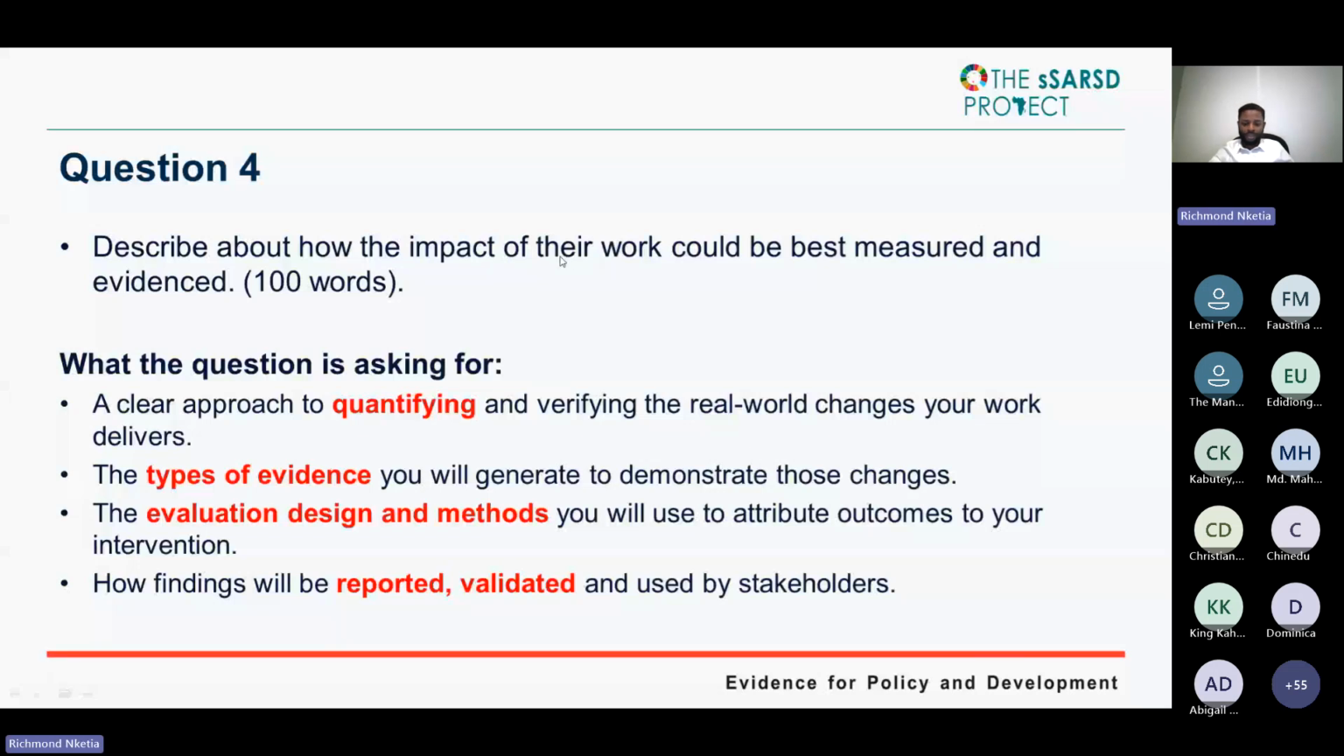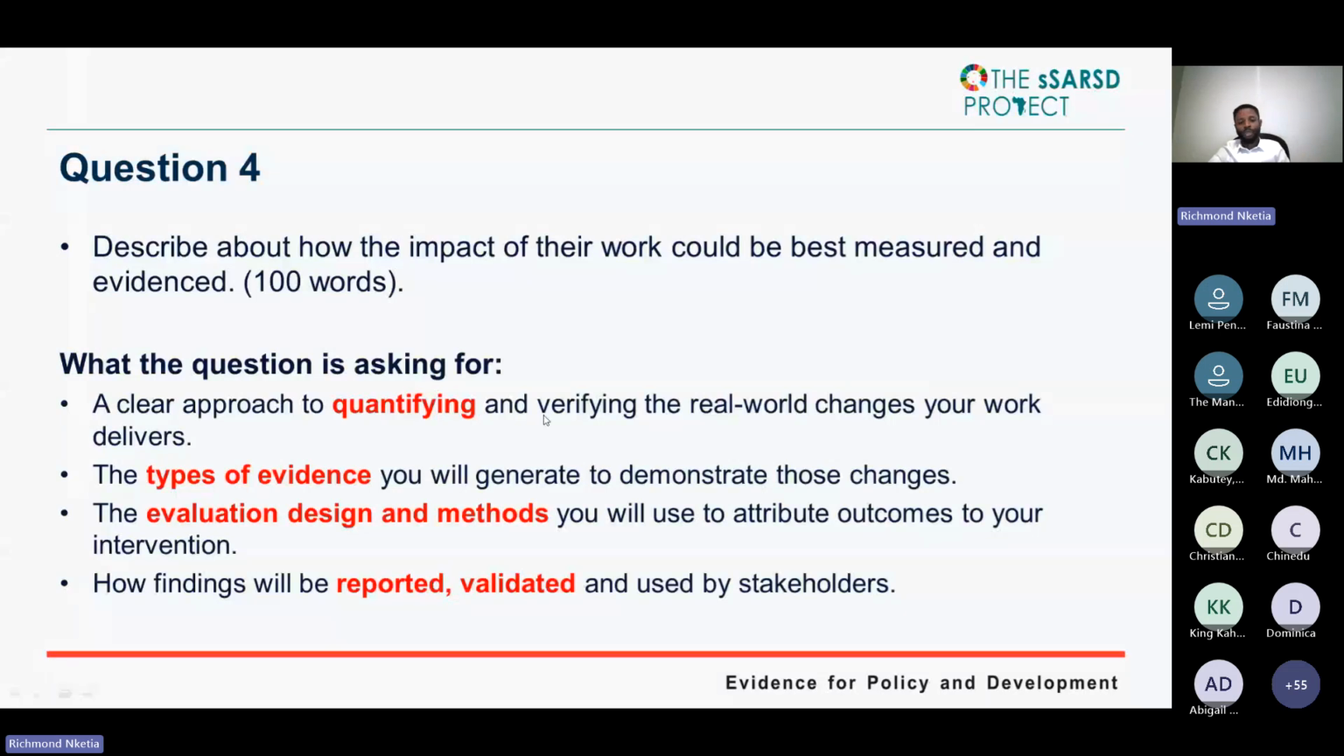This question is like asking you to write the methodological section of a typical evaluation research. So how would we know, or how would we evaluate your program? This is what the question is asking you to do.